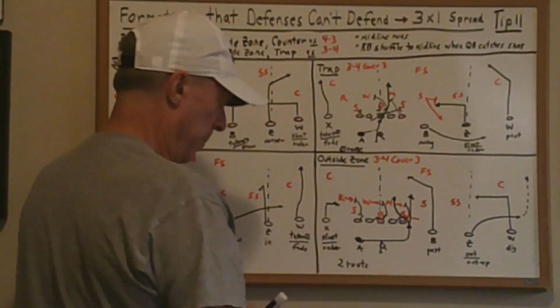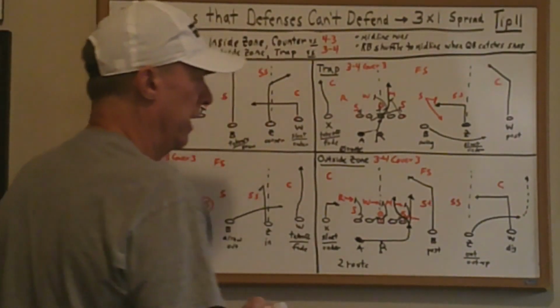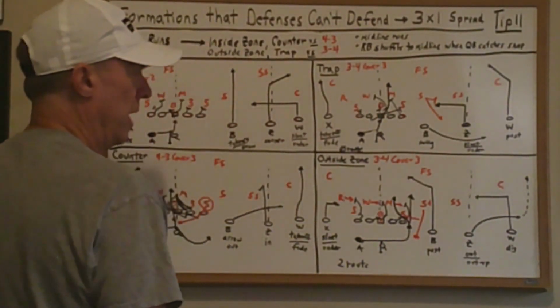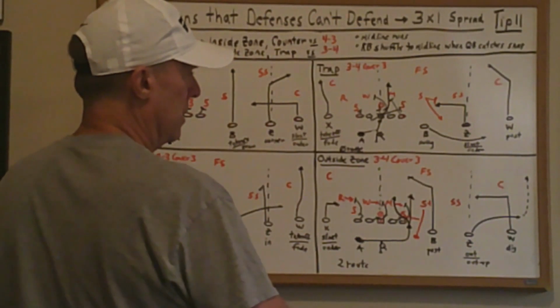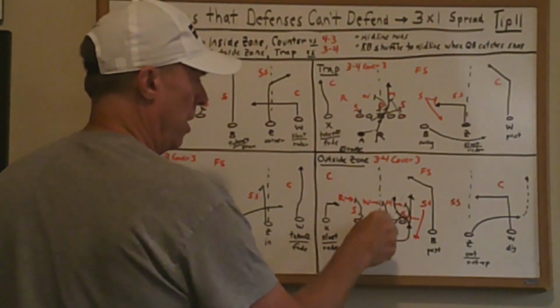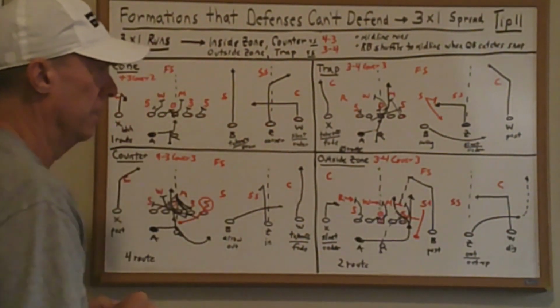I've got my 2 route as our pass off of this. We have the B running a post, which should get this Sam linebacker to try to wall him. If the Sam linebacker comes up too quick on that outside zone, then I know I could pull it, and I could throw this play action pass to the post and get that post underneath the free safety, okay?